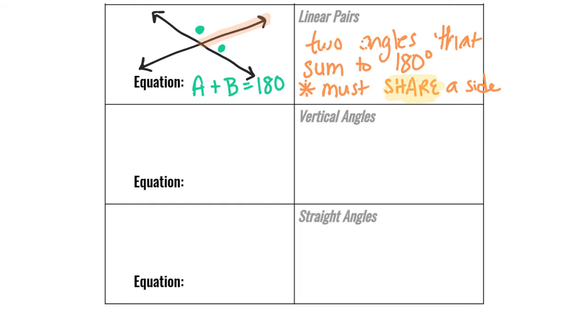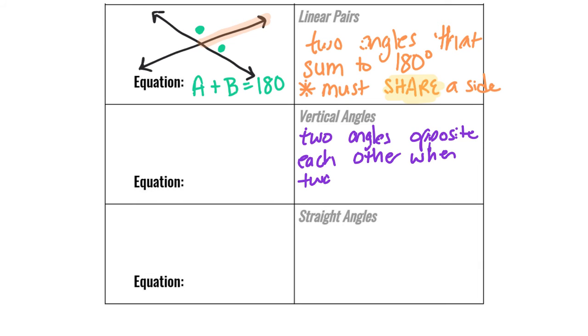Vertical angles, once again, we're talking about 2 angles. These are 2 angles opposite each other when 2 lines cross, and they are congruent.